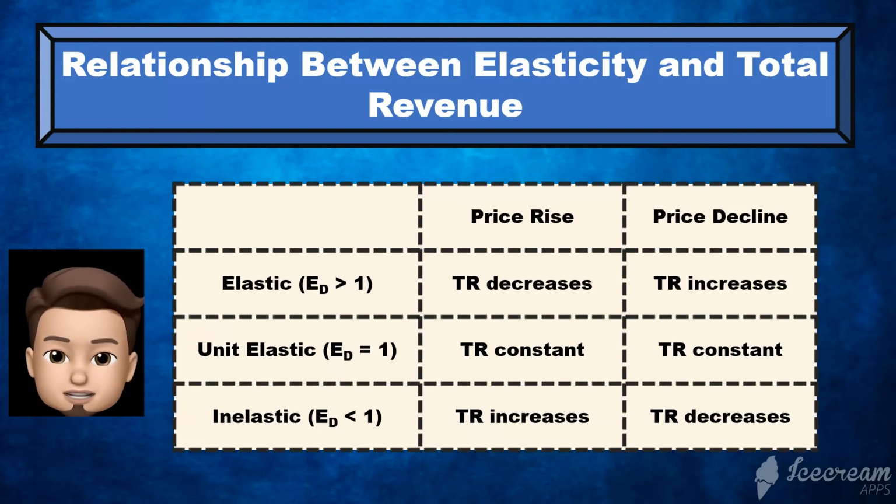The second is unit elastic, which is price elasticity equal to 1. In this situation, whether the price rises or declines, the total revenue will remain constant. Last but not least is inelastic, which is price elasticity less than 1. In this case, when the price rises, total revenue will increase, and when the price declines, total revenue will decrease.